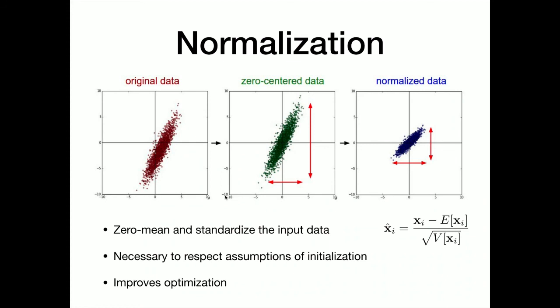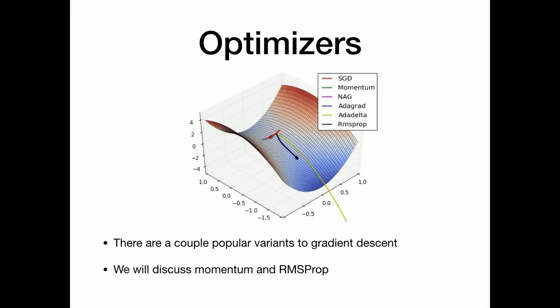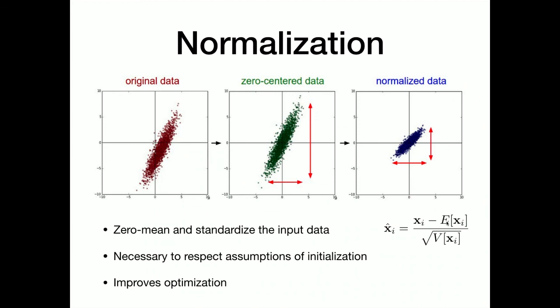Yes, you need to normalize your test set as well. But you normalize it using the mean and the variance from the training set. So you never actually look at the test set. You just apply this preprocessing to it.